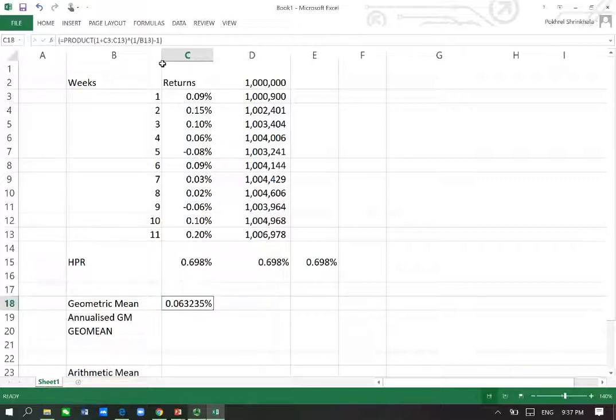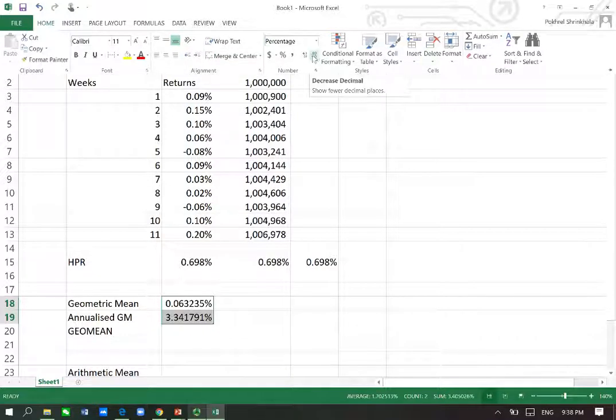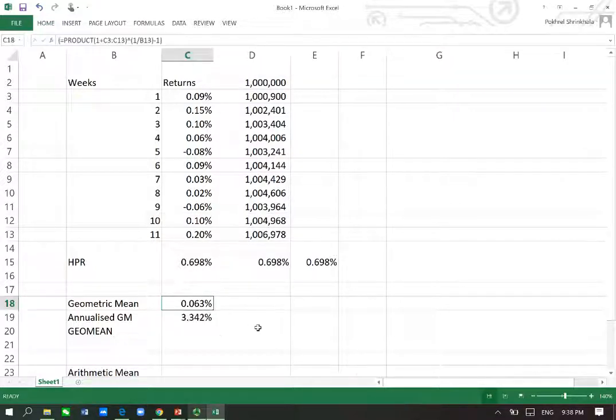But now this is weekly geometric mean. What is annualized? Annualized is simply 1 plus this rate of return for that period, and that period in terms of annual, assuming there are 52 number of trading weeks in a year, will be 52, take away 1. So that gives you annualized geometric mean, which is this number here. Okay, so now we have just found the annualized geometric mean from our calculated geometric mean.